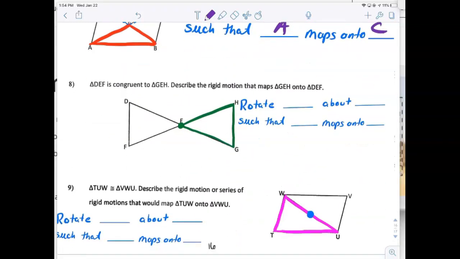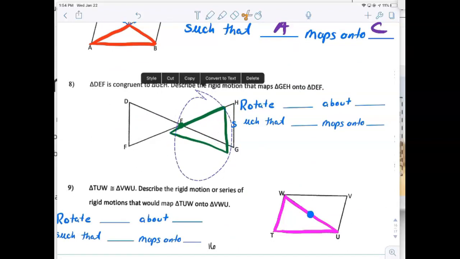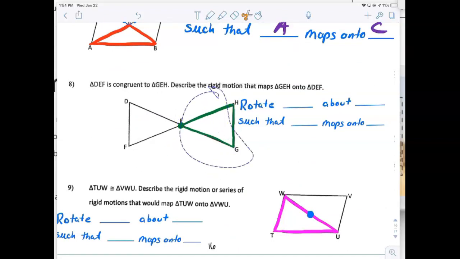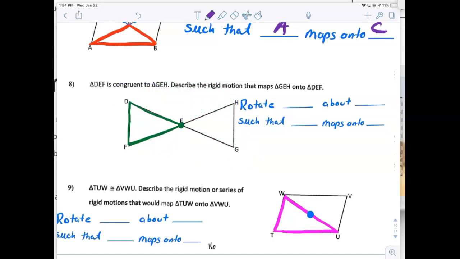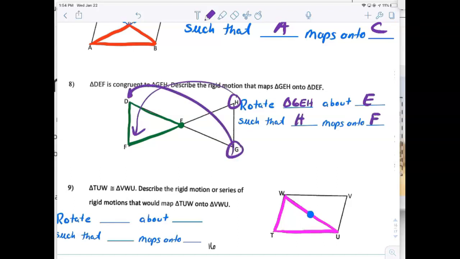Number 8 is almost identical. You're taking this triangle here. I knew I was going to get the S there. Hold on. That's okay. Not giving up. You got this. I'm going to rotate this triangle about point E again. I'm going to rotate that original triangle, which was GEH, about point E, such that, let's say, H maps onto F. You could also say so that G maps onto D.